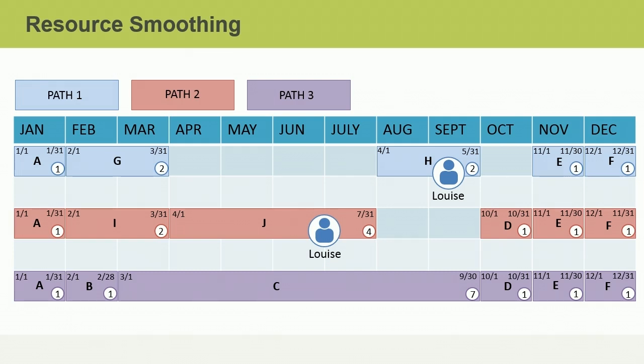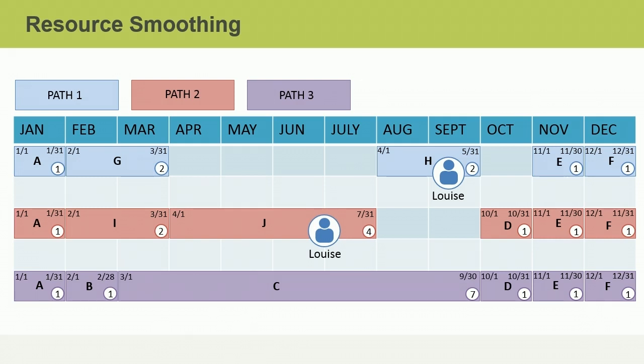Using resource smoothing helps to resolve any resource conflicts you may encounter. In the example with Louise, we used a human resource conflict. Resource smoothing can also be used to resolve conflicts with other types of resources, such as equipment.